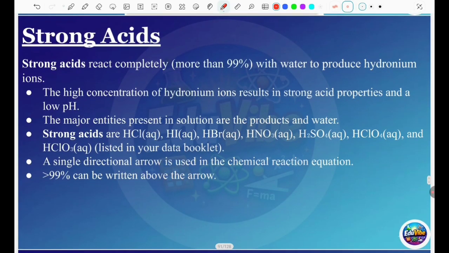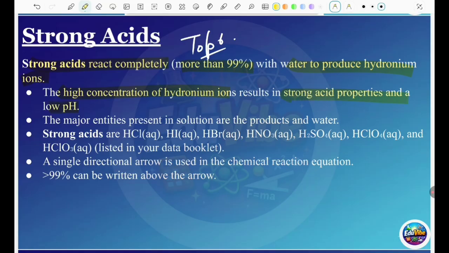The top sets on your acids table are your strong acids, and after them are all the weak acids. Strong acids react chemically, more than 90%, 99% reaction can occur, with water to produce hydronium ions. They react with water and produce hydronium ions. The high concentration of hydronium ions results in the strong acid properties and the low pH.